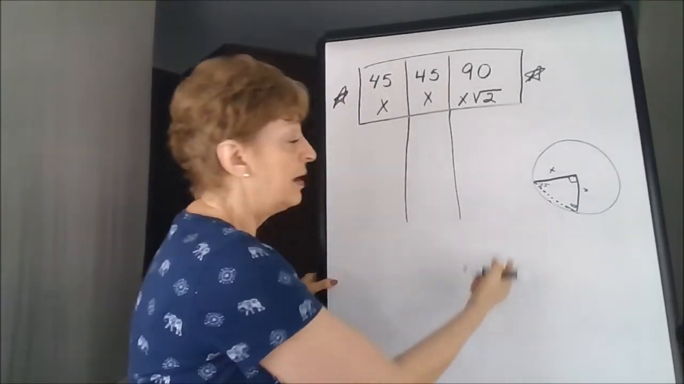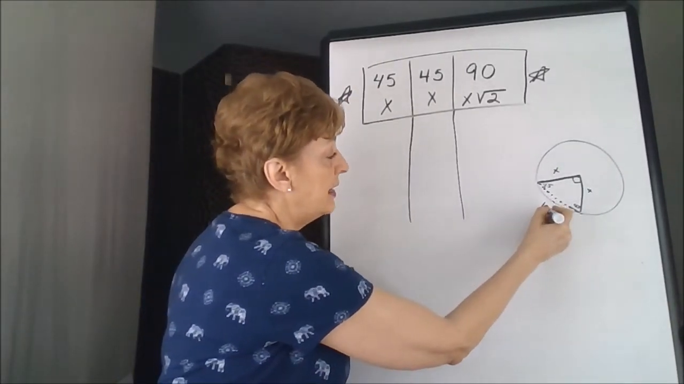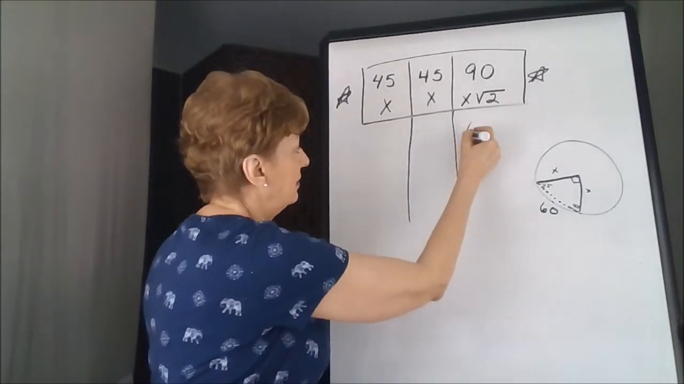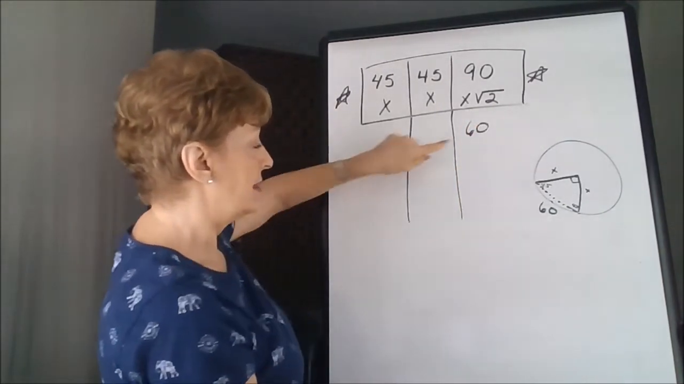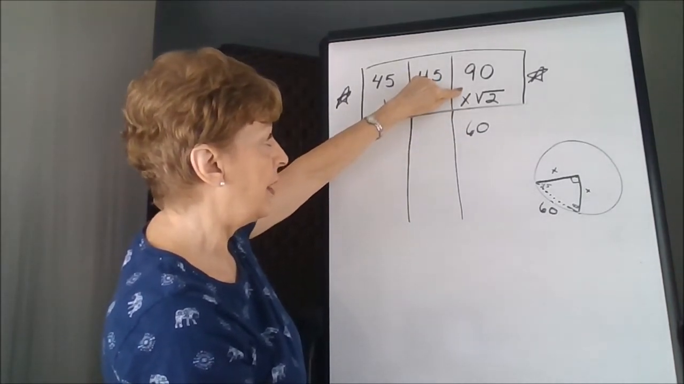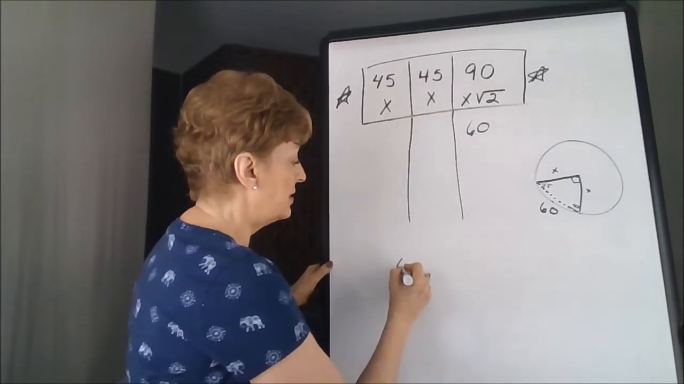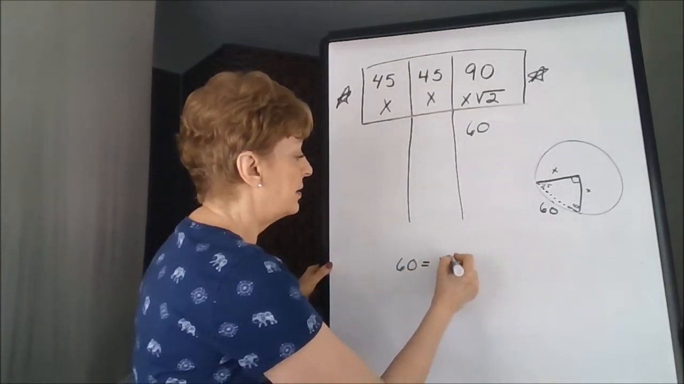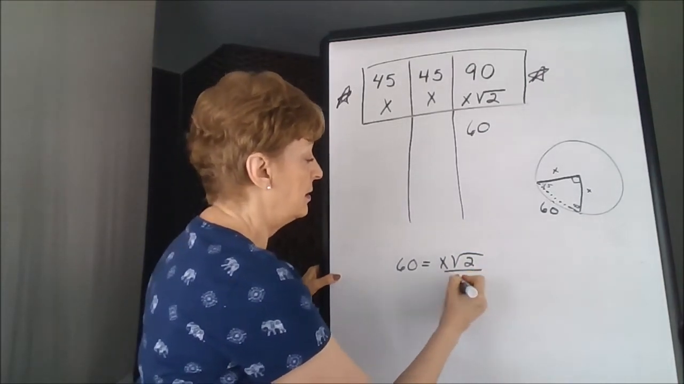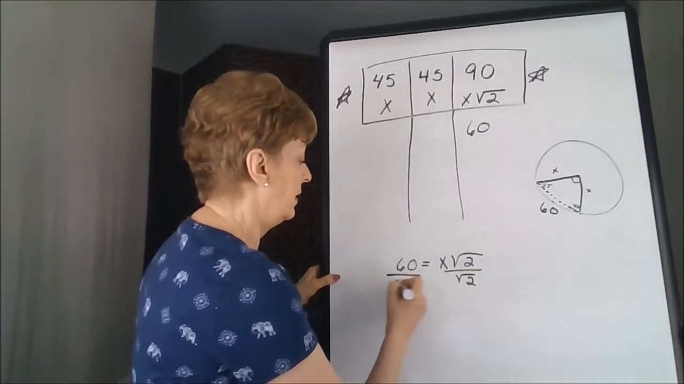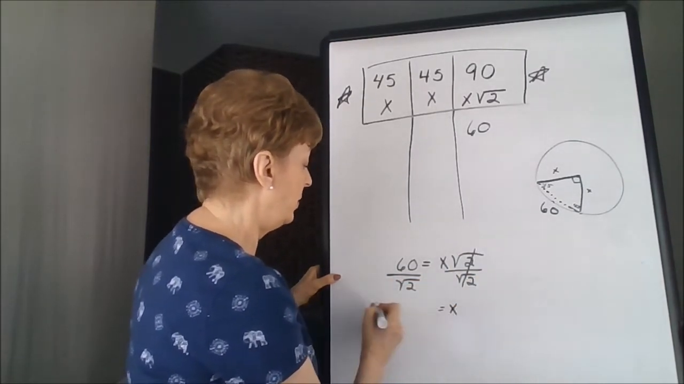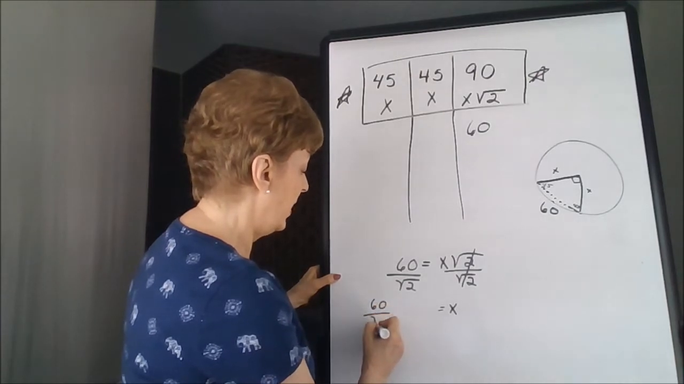Let's go back to our circle, and this time our hypotenuse is going to be 60. Same thing, I have to have 60 is equal to x radical 2. So 60 equals x radical 2. I'm going to be solving this equation. x is equal to 60 over radical 2.